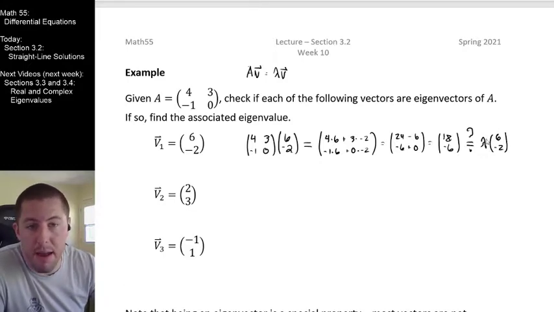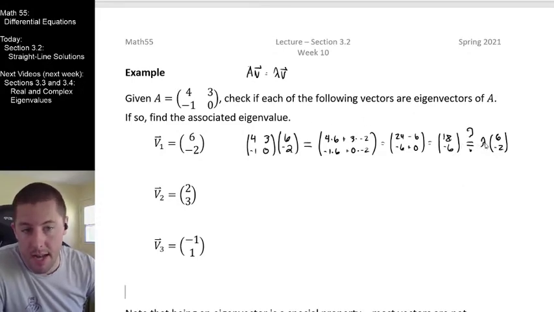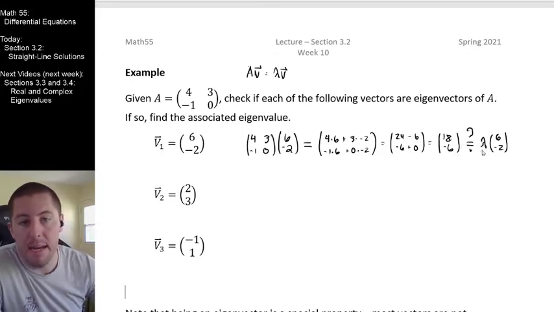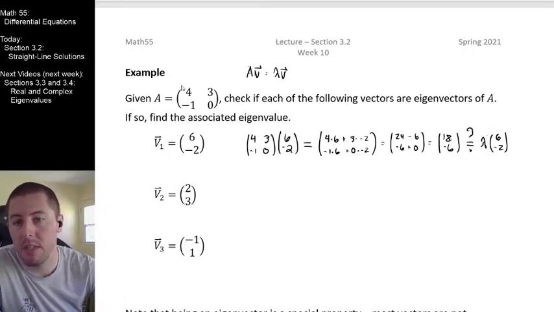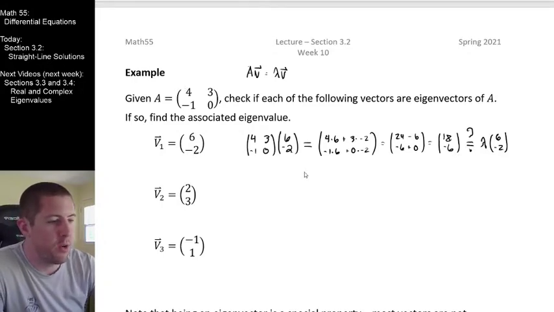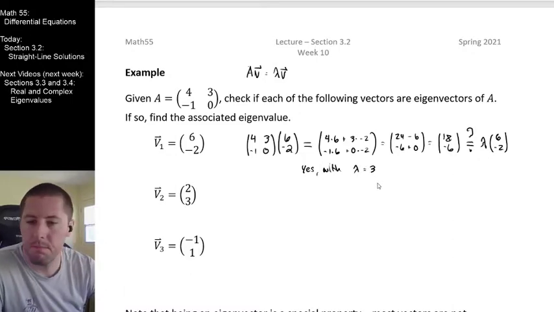It looks like if lambda were 3, then this is a true statement right here. So since I was able to find a constant lambda that made this statement true, that means that this vector and this eigenvalue, this lambda, represent an eigenvalue-eigenvector pair associated with this particular matrix. So we get to say yes with lambda equal to 3.